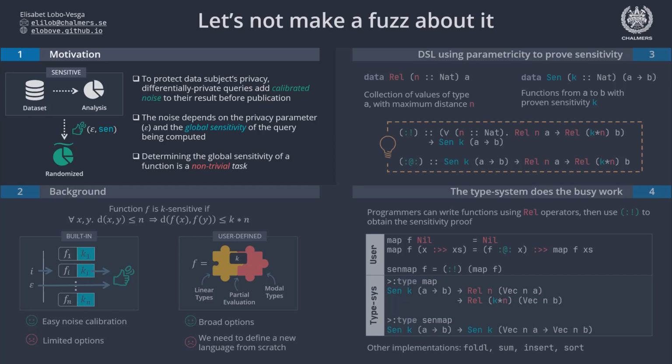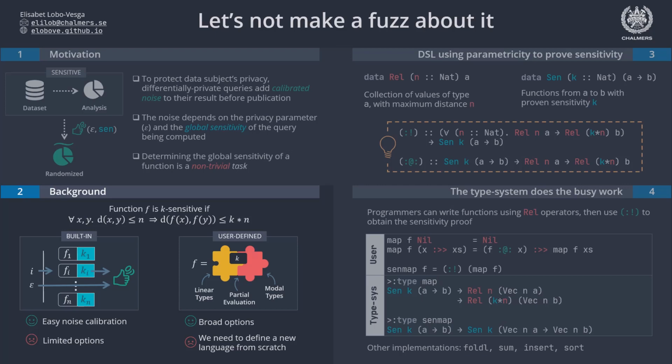Now, computing the global sensitivity of a function or query is a non-trivial task. Intuitively, we say that a function f is k-sensitive if it amplifies the distance between inputs by at most a factor of k. Formally, it means that for any x and y in the domain of f, if the distance between x and y is less or equal than n, then the distance between the results of f applied over x and y is at most k times n.